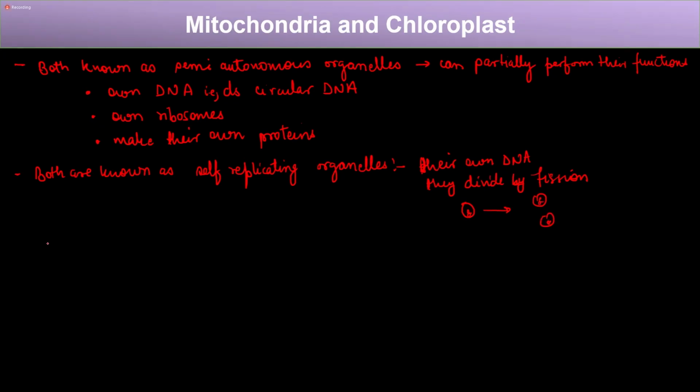Okay. Now, apart from this, it is said that both mitochondria and chloroplasts evolved from bacteria, and this theory is known as endosymbiotic theory. So, what is endosymbiotic theory? Endosymbiotic theory says that both mitochondria and chloroplast evolved from bacteria.